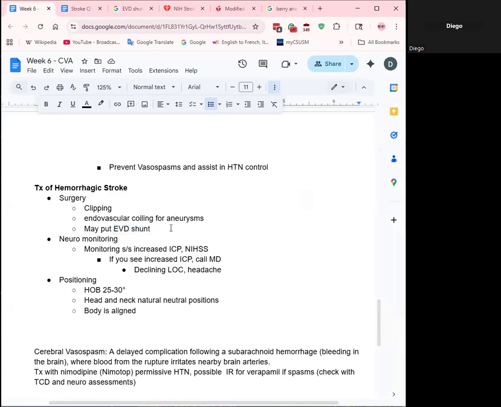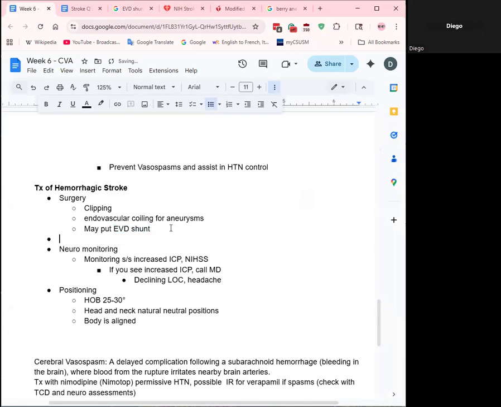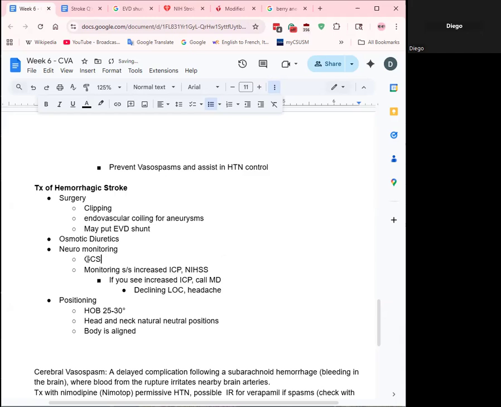And either way, you'll also get osmotic diuretics to decrease brain swelling. For the neuro part, you're going to be doing your neuro checks. Could be Q1 hour neuro checks. So that would involve their Glasgow Coma Scale. It involves the NIH stroke scale. How are their vital signs? What's their baseline compared to their baseline?